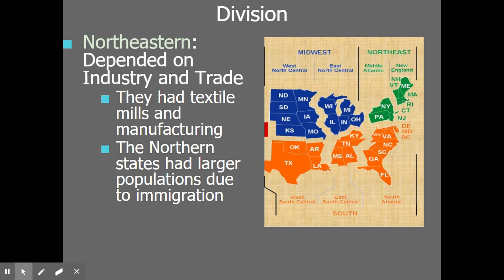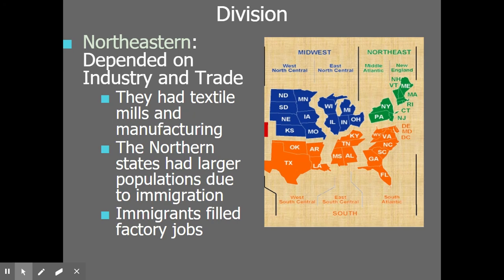People down south weren't going to be able to pay them what they wanted to be paid. And they wanted to work factory jobs and other things like that. So the immigrants end up staying in those northeastern states mainly because that's where the boat dropped them off. And so the northern states put immigrants to work in their mills and factories. Okay. They had a larger population, and the reason they had a larger population was due to immigrants. And so they put immigrants to work in their factories.